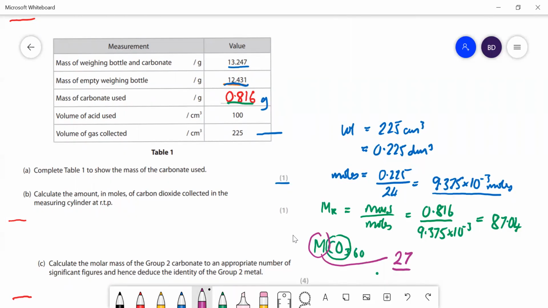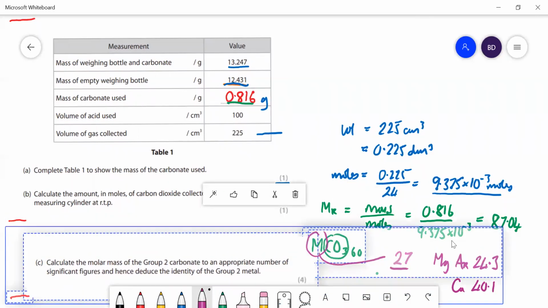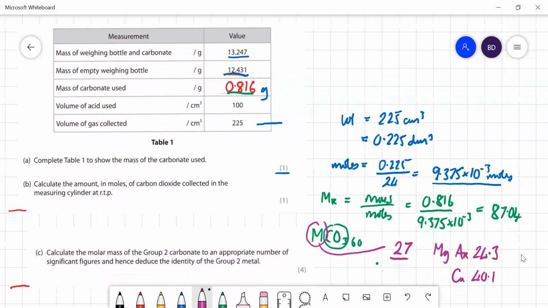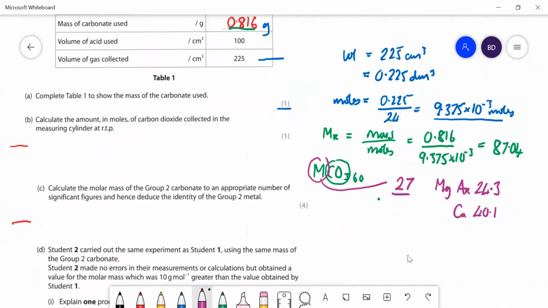And the closest one to that is not terribly accurate. The closest one, because that is obviously magnesium, has got an Ar of 24.3. So we conclude from that experiment that the carbonate is probably magnesium. Calcium would be too high because calcium is 40.1. So it's much closer to magnesium than it is to calcium. So there we have it. Okay, so it's not that accurate, and there's some questions about accuracy.